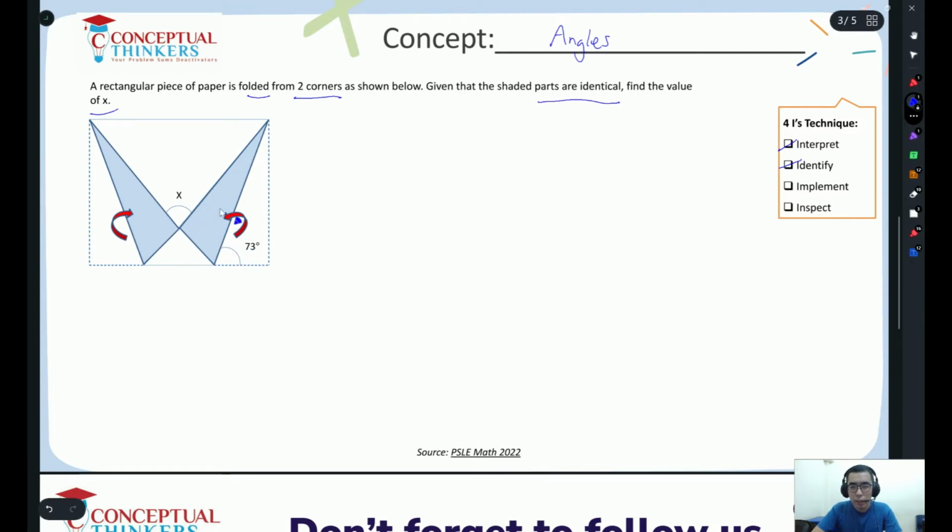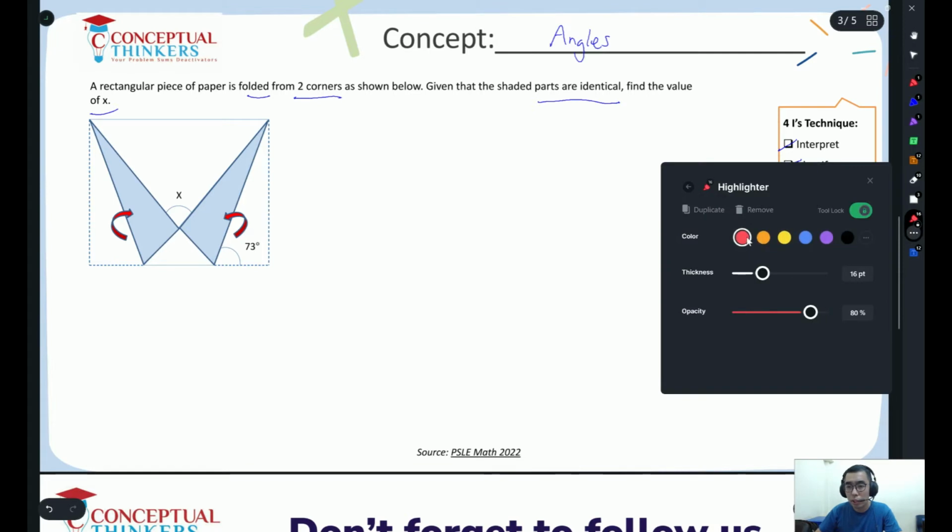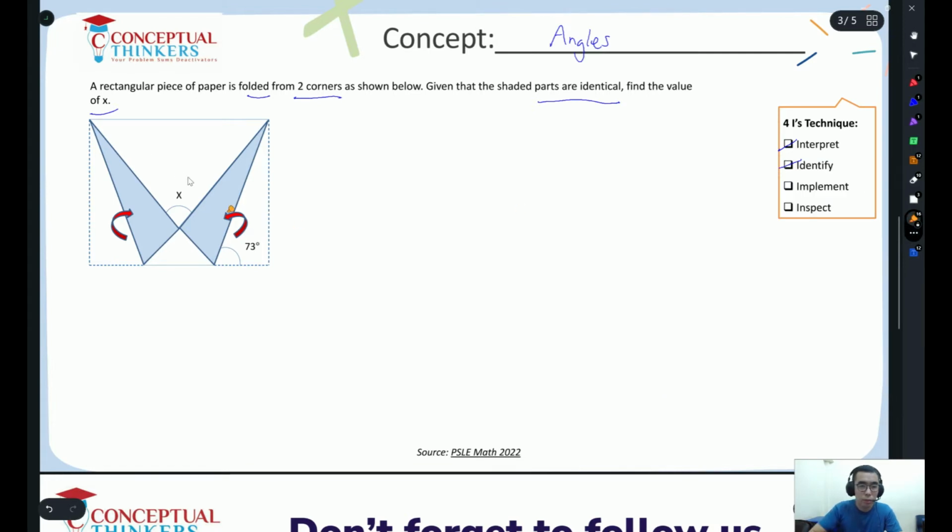When we handle an angle question that is related to folding, something you need to take note of is to identify where the line of symmetry is. So I'm going to show you the line of symmetry. This is the line of symmetry here, and this is also the line of symmetry.